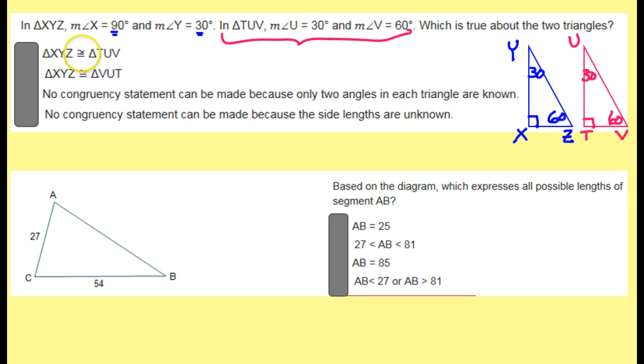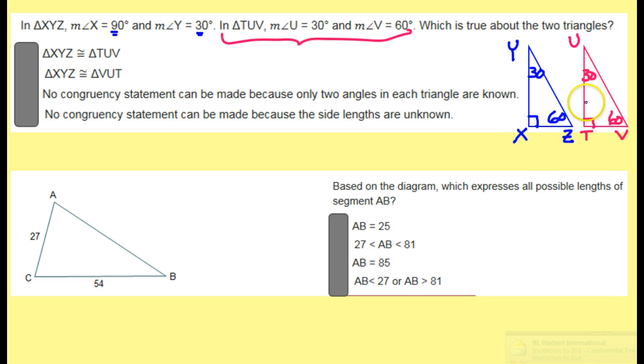First of all, are the triangles congruent? No, they did not give us enough information for us to know that these are congruent. All we have are angles. We know the angles are 30, 60, 90. We don't know anything about the sides.